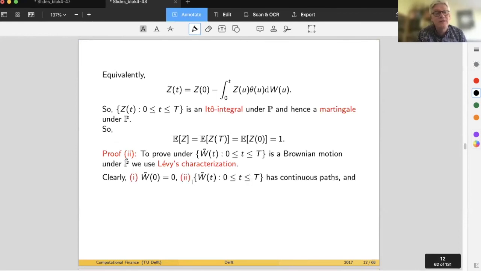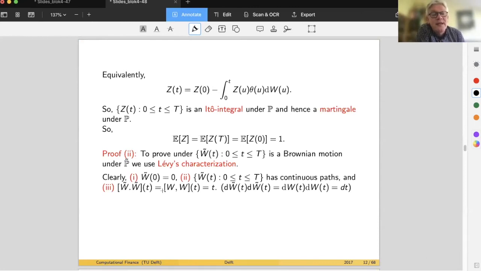It has continuous paths. And thirdly, we have to say something about the quadratic variation of W tilde. That should be equal to t. And here we say that the quadratic variation of W tilde is equal to the quadratic variation of W, and that is t. So in fact, if we write it out, from the definition of W tilde, we see that dW tilde t is equal to dWt, and that is equal to dt. So that is also guaranteed or satisfied. So our three characterizations are satisfied.